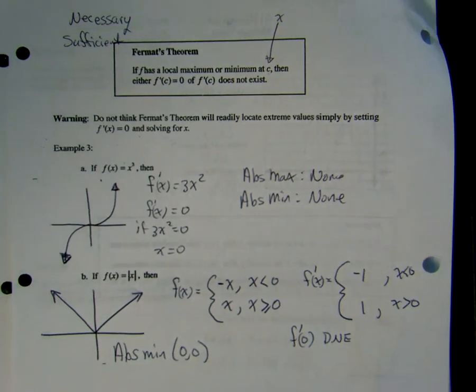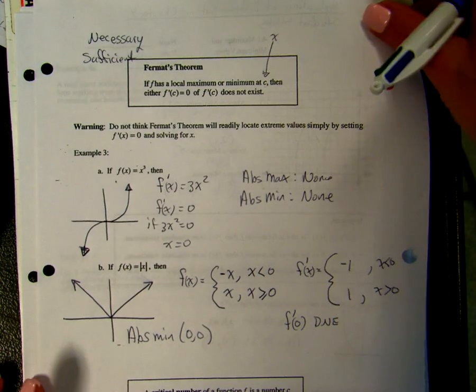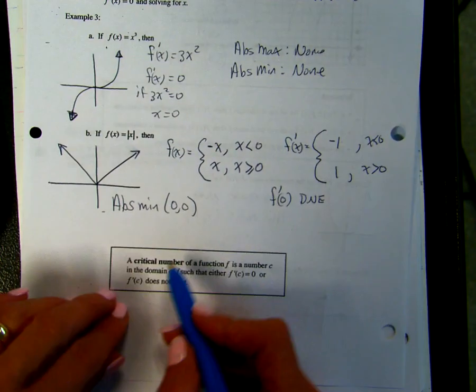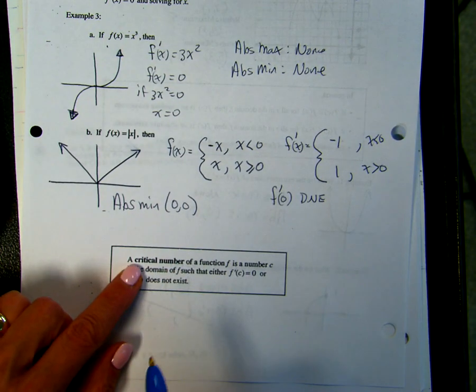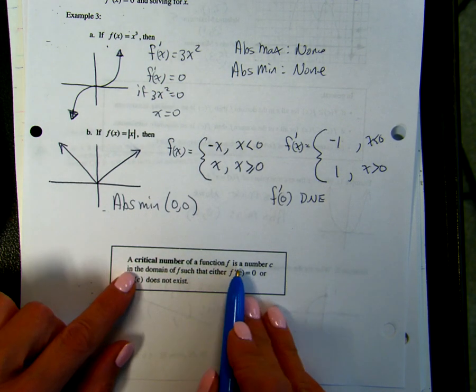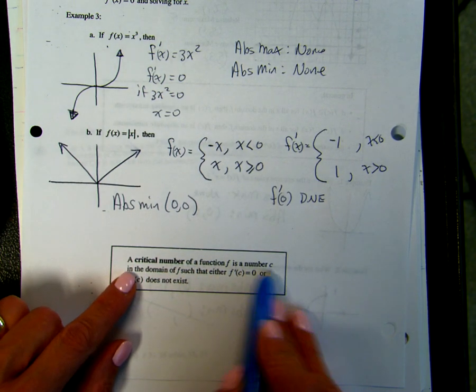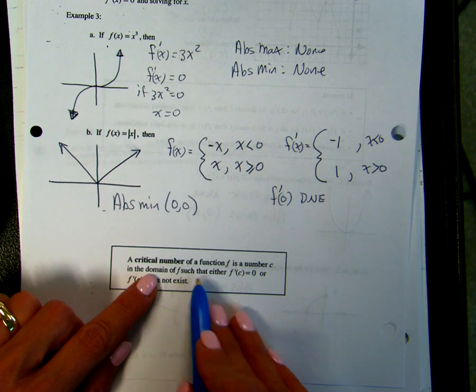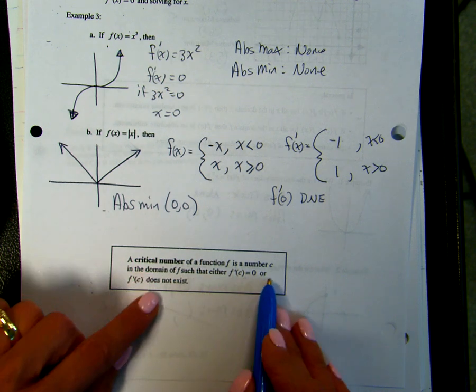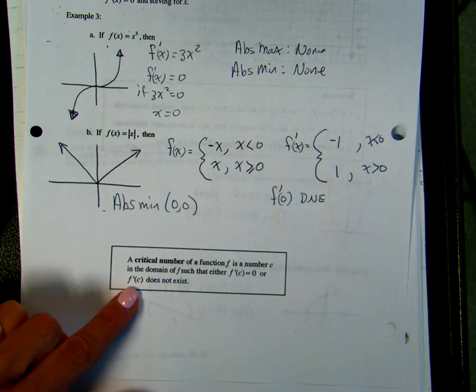Okay, so when we find those places where our derivative is 0 or non-existent, we call those critical numbers. So a critical number of a function is a number, an x value, that's in the domain of the function, and either of these things happen: the derivative is 0 or the derivative doesn't exist.